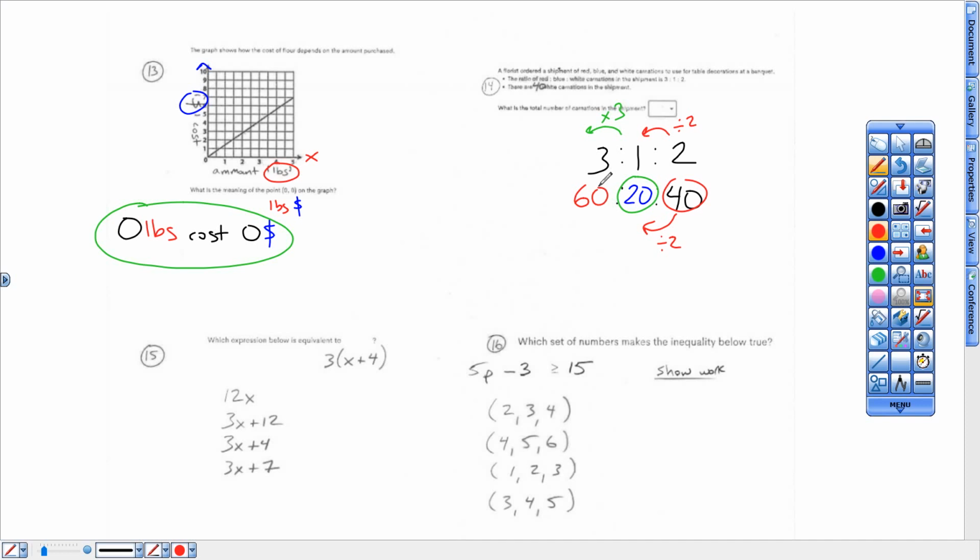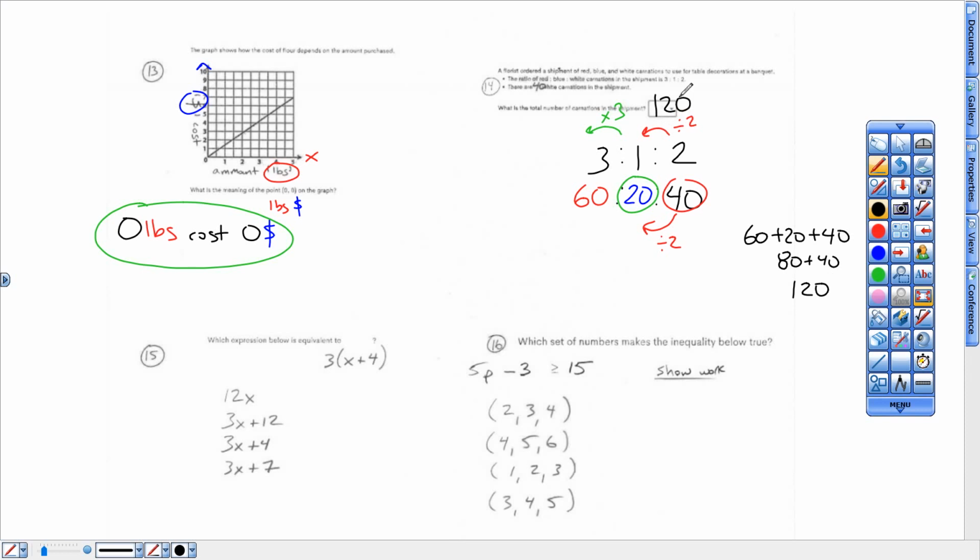And then for this problem, add them all up. Take that 60, add that to 20, add that to 40, total them up. That gives me 80 plus that 40 gives me a total of 120. Make sure you put that number right here, 120 total.